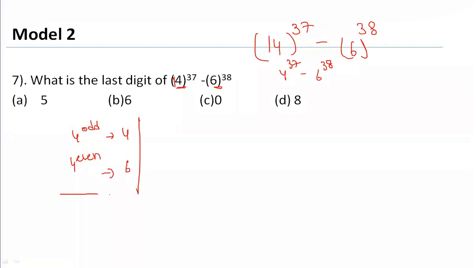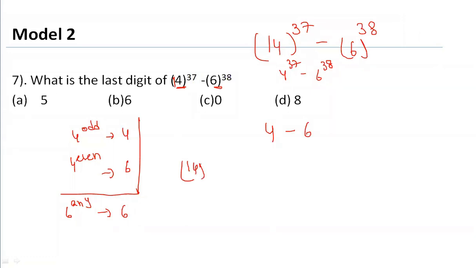Next, 6 power any number, whether it's an odd number or an even number, can give you 6 as the units place. Keeping that in mind, 4 power 37: is 37 an odd number or an even number? 37 is an odd number. So 4 power an odd number gives 4 as the units place, minus 6 power any number, which will have 6 as the units place.